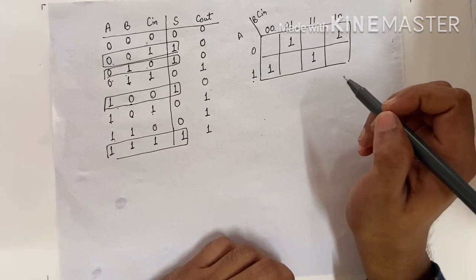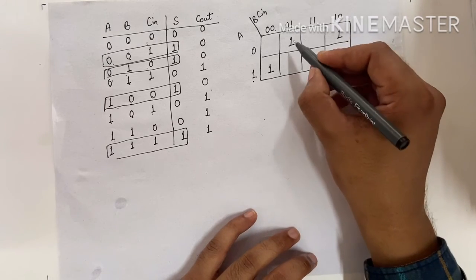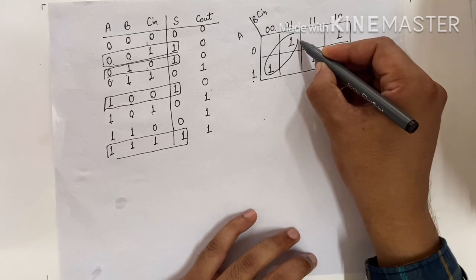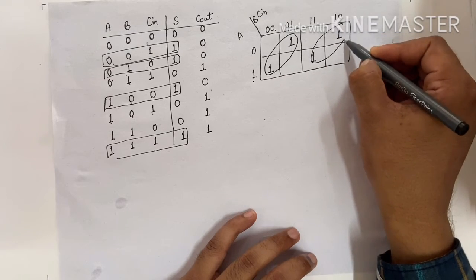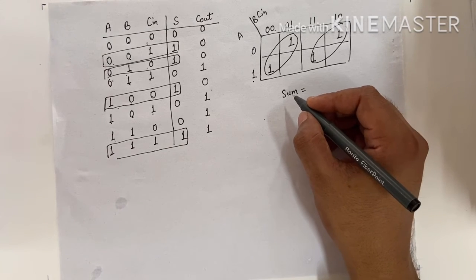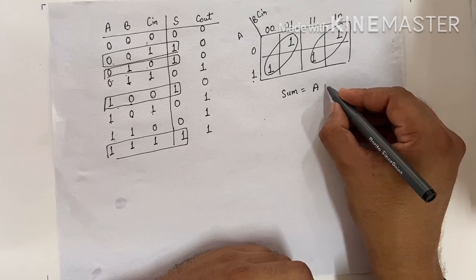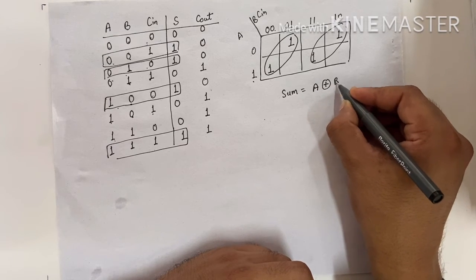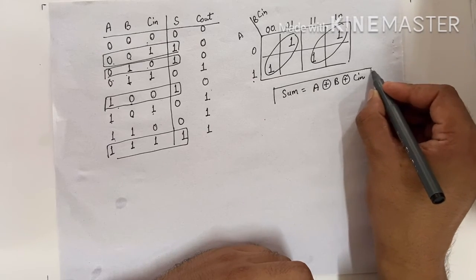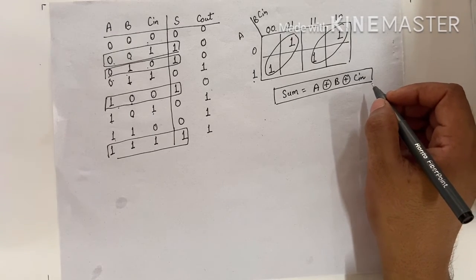So in this way we can fill the cells. In the earlier case I said that if the elements are in the diagonal form, then you simply write the output as an XOR condition, then you have to apply the XOR. So here the sum output is A XOR B XOR C input. Now we have to develop the carry K map.